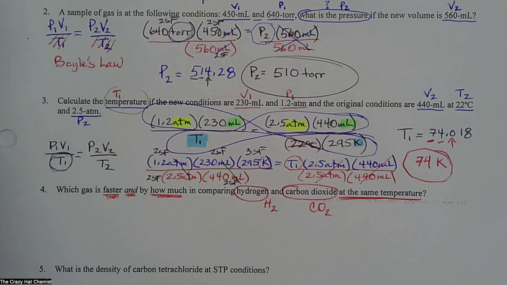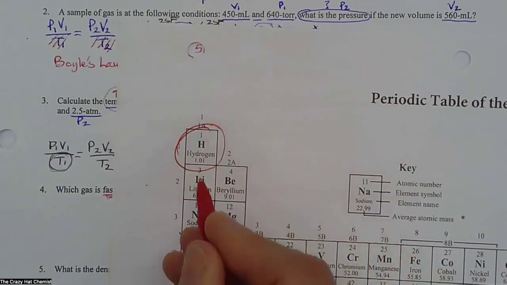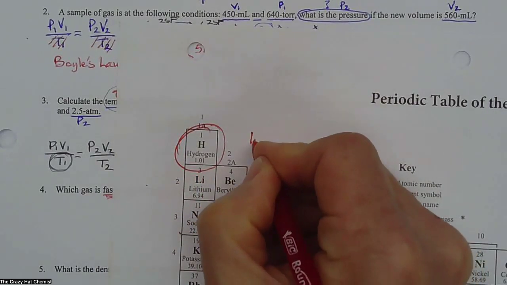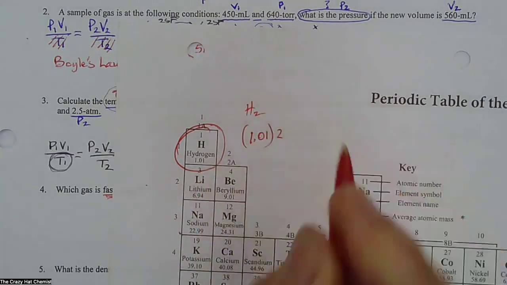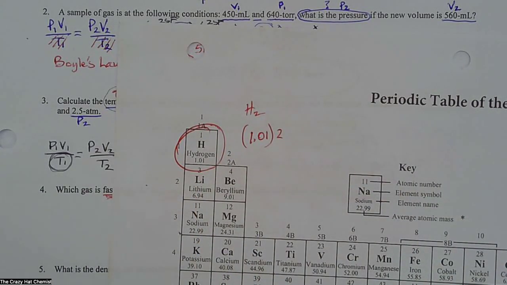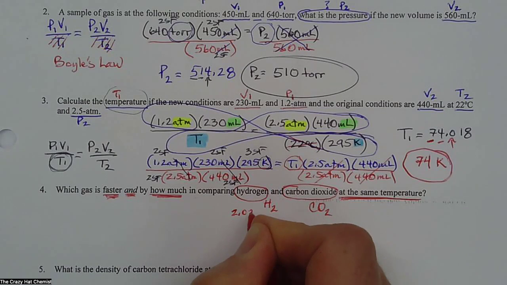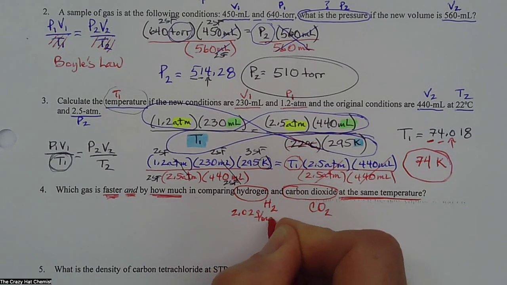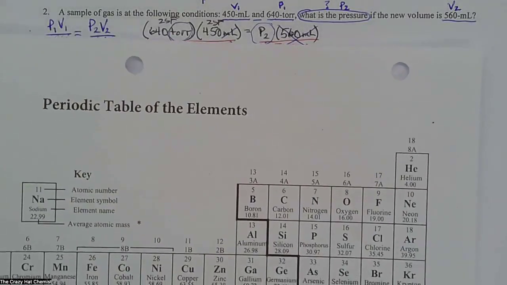Let's go get that. All right, so here's our periodic table. We're going to use the molar mass for hydrogen. And on my periodic table it is 1.01. I'm going to multiply that by 2 because the formula for hydrogen is H2. So the molar mass for hydrogen will be 2.02 grams per mole.